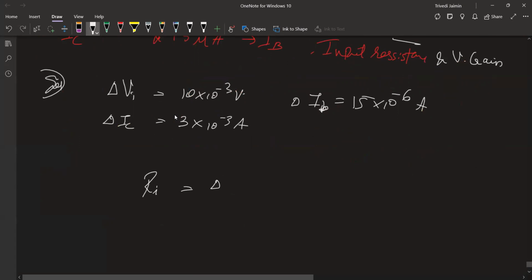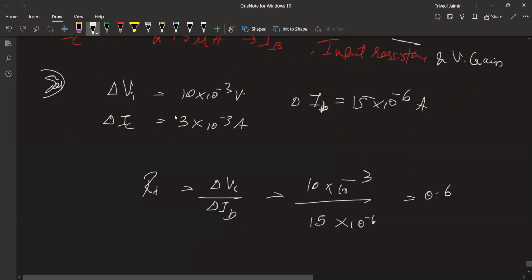Ri equals delta Vi by delta IB. So 10 into 10 to power minus 3 divided by 15 into 10 to power minus 6, which is 0.67 kilo ohm, right? Yeah, 15.3, yeah, correct. Two by 3, which is 0.6666.